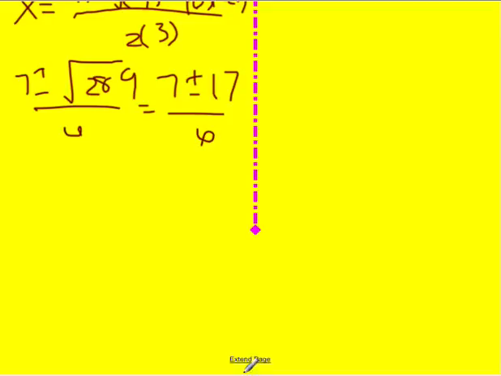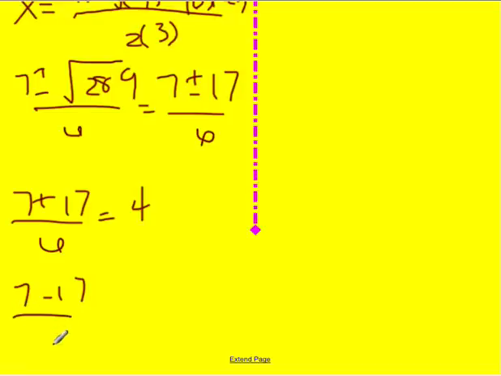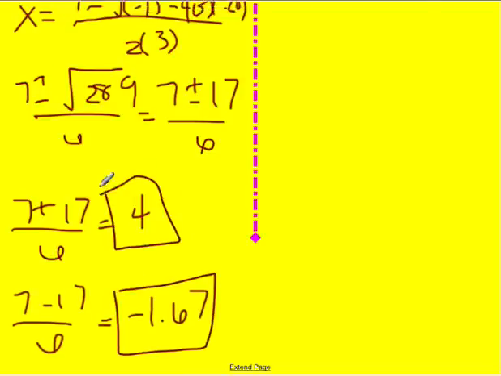So now I'm going to split that up. So I get 7 plus 17. So I'm going to type that in my calculator, 7 plus 17. Hit enter and then divide it by 6. And I end up getting 4. And then I do 7 minus 17 in my calculator. Again, hit enter, see what that answer is, and then divide it by 6. And I get a negative 1.67. So each of these right here are your final answers for number 9.